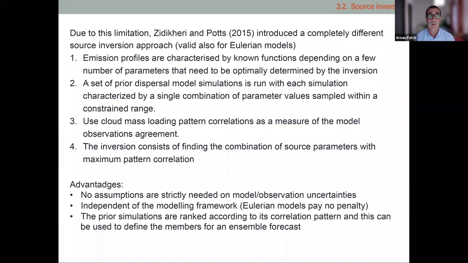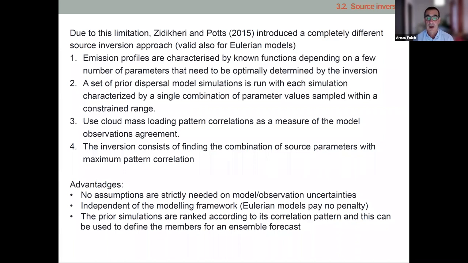And then for each ensemble member, we find a kind of pattern correlation, how correlated is the simulation with the observations, and we can rank the different ensemble members and find the combination of ensemble members that give the optimal pattern, okay? But not only, apart from finding this optimal combination of ensemble members, we can also run them, and we can then do the forecast with a subset of the ensemble members.